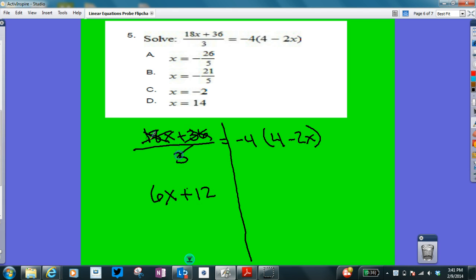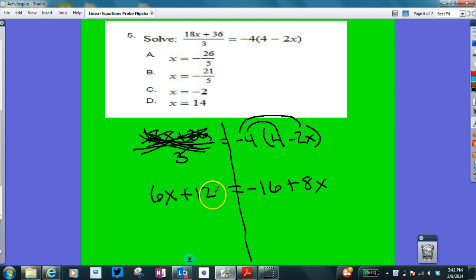Now, what I have done is I've gotten rid of that fraction completely. It's gone. And I know some of you hate fractions. What I just did is get rid of it. Now I have the other side. It's just like what we've been doing. There's not a whole lot of difference here. Using the distributive property, you have negative 4 times 4, negative 16, and negative 4 times negative 2x, negative negative, plus 8x. So now it's just a matter of getting my variables together first.